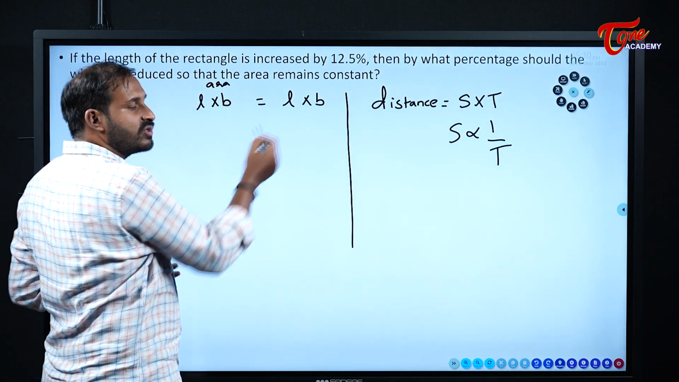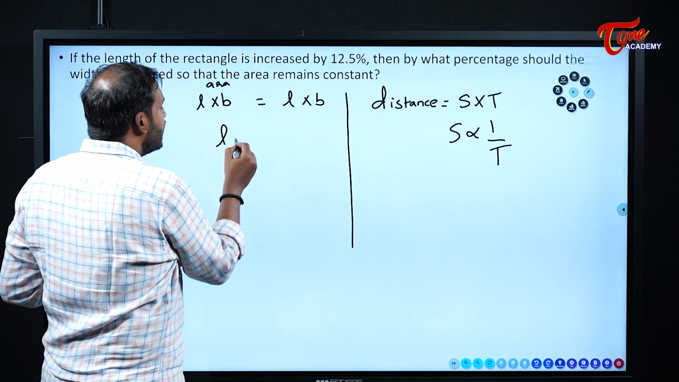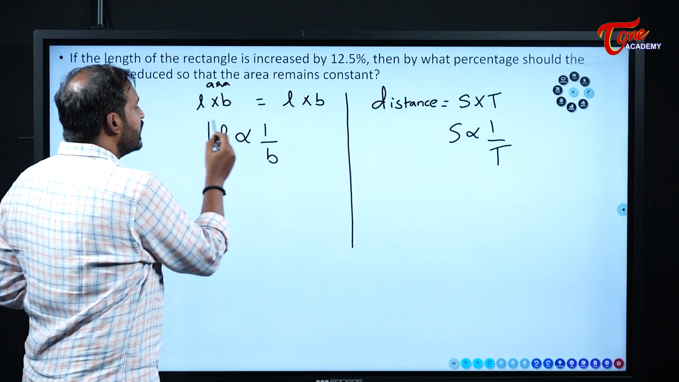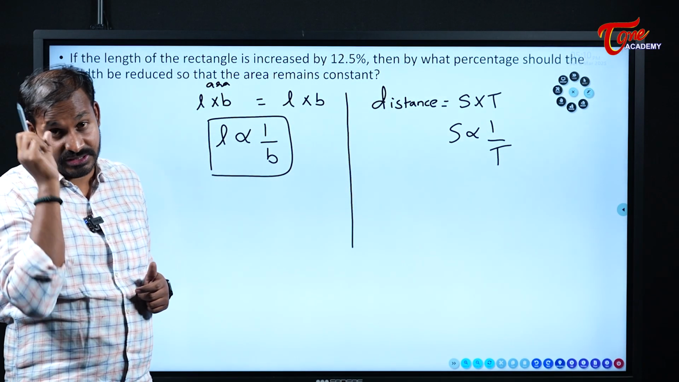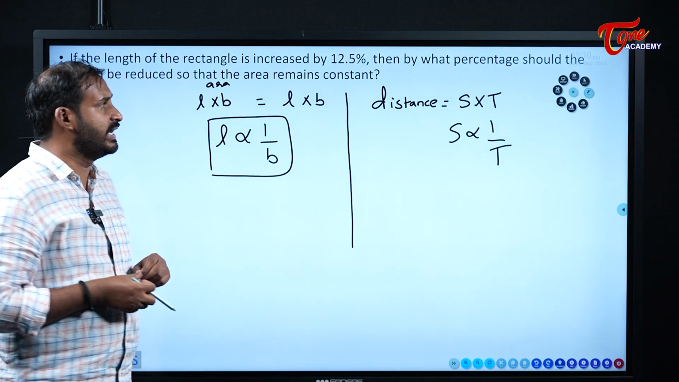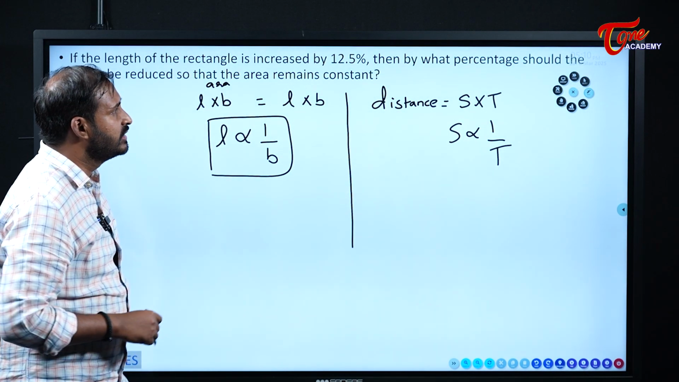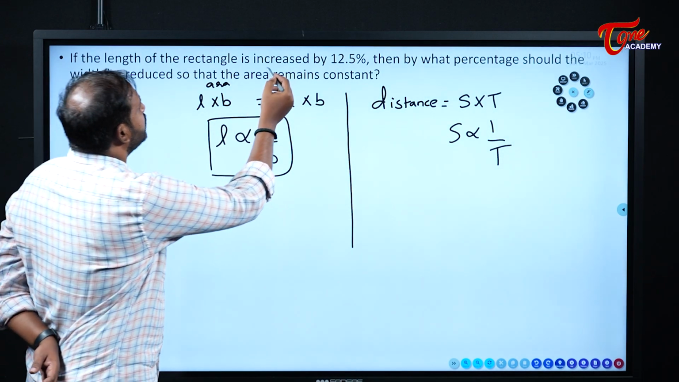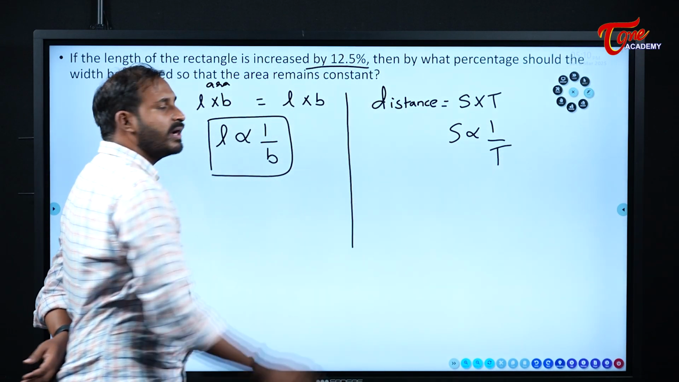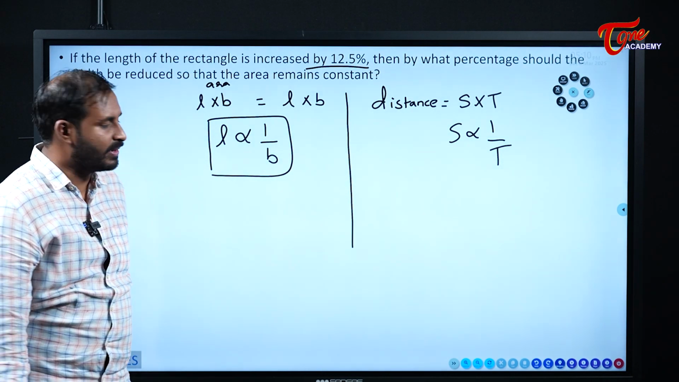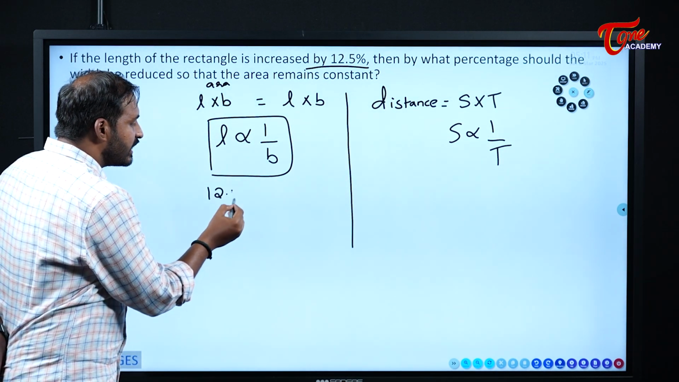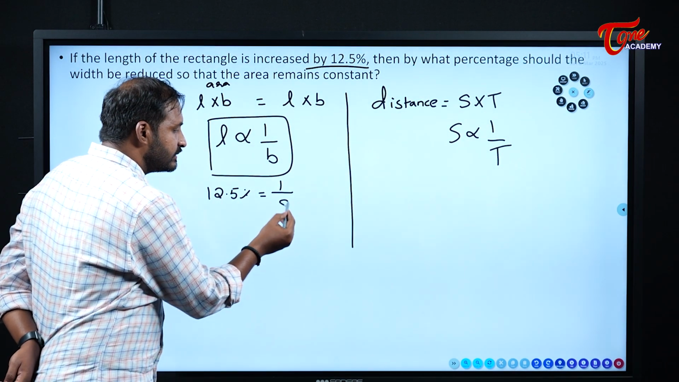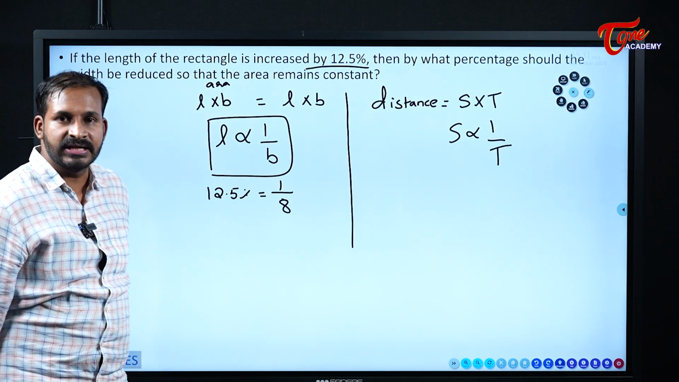So here area is constant, right? So that means length and breadth should be inversely related. Please observe this one, students. Length and breadth are inversely related, means what is happening to my length? So I can find the length ratio. How can I find it? Length of the rectangle is increased by 12.5%, right? So 12.5, what can I write here? It is 1 by 8. 12.5 is nothing but 1 by 8.